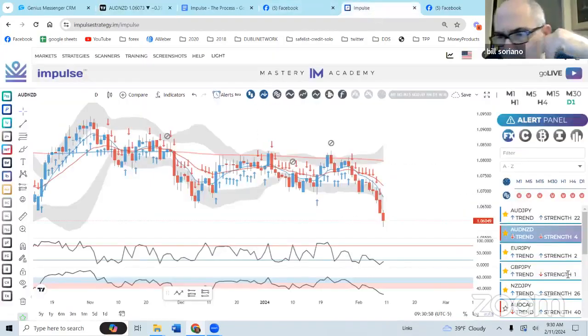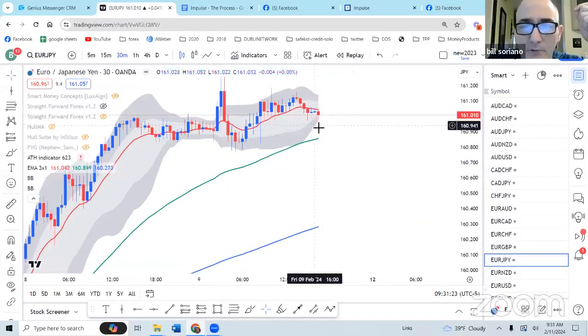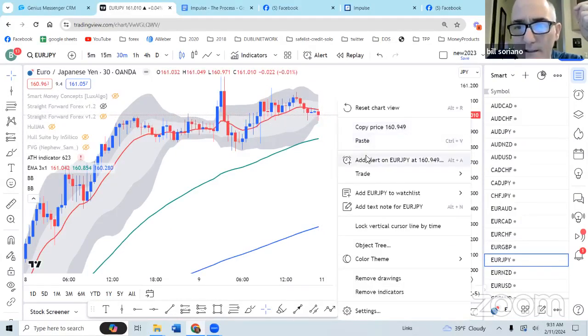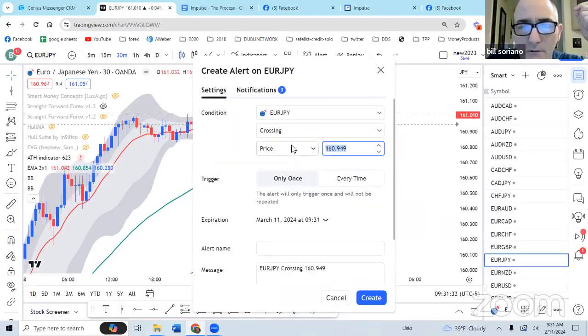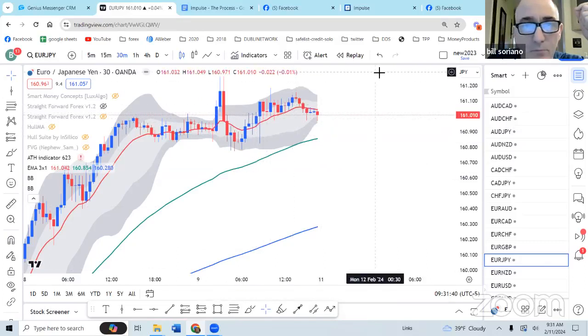Okay, the next pair here is EUR-JPY. So we have these 3 yen pairs here, and they're all bullish, right? EUR-JPY, that's the Euro yen, the pound yen, and the New Zealand dollar yen. So EJ, GJ, and NJ, right? So right here we have EJ. We want to wait for the breach of this lower Bollinger Band area. It almost got breached here at the close on Friday, but we'll just set our alert for Bollinger Band 2. And that is the lower Bollinger Band because the trend is bullish, right?